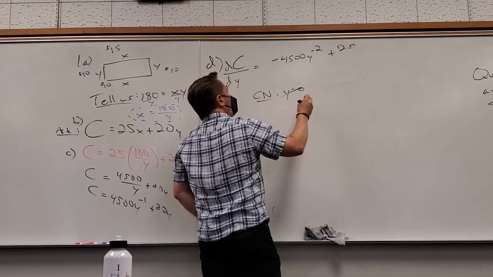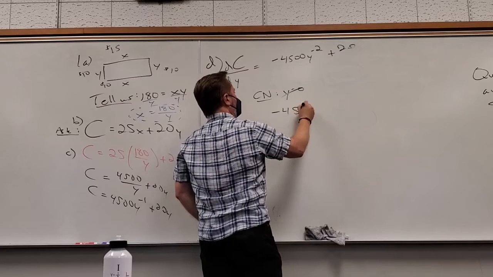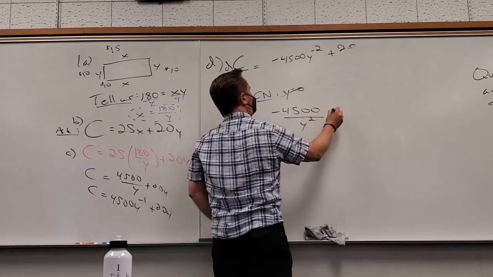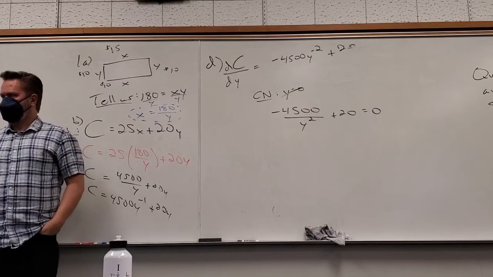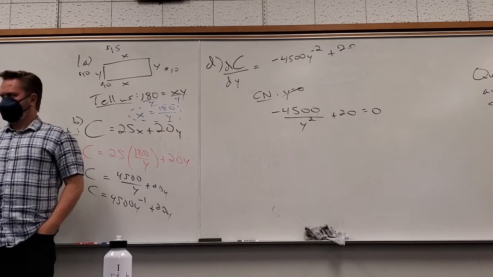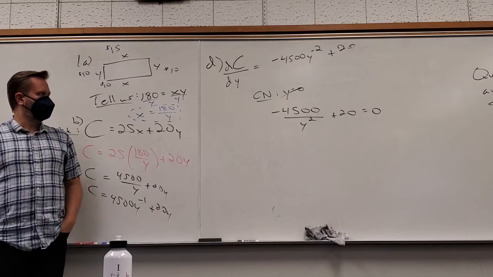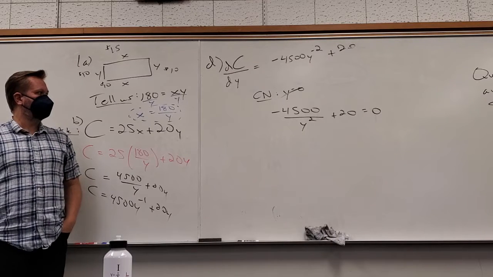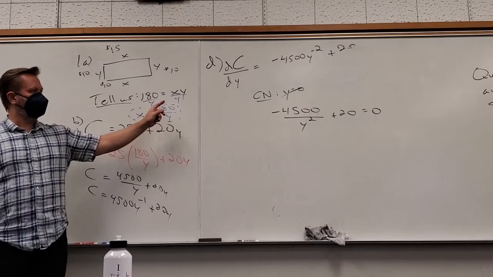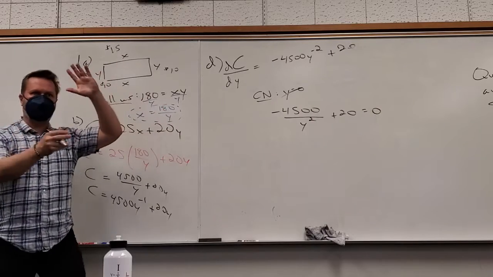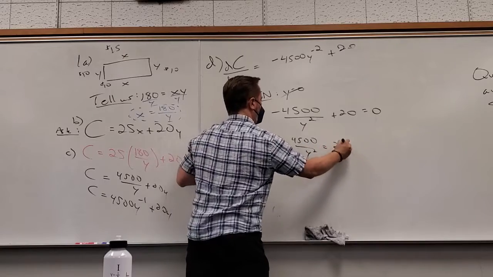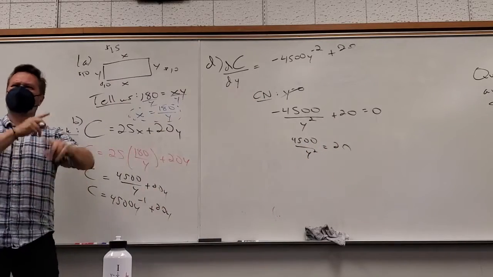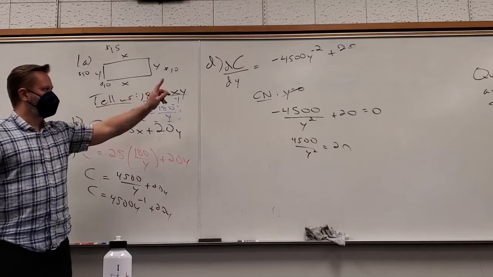Make it equal to 0. So this is where it's easier to look at it like this. You could then change it to 4,500 over y squared equals 20. You can subtract the 20, the negatives cancel anyway, so you end up with 4,500 over y squared equals 20, is that cool? Right, subtract 20, negatives cancel, or just add the other guy.